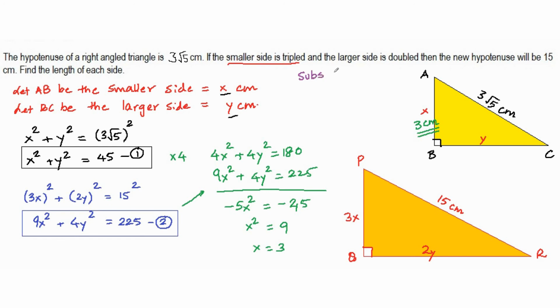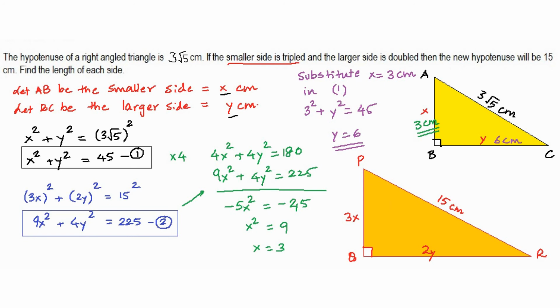So substitute x equals 3 centimeters in any of the two equations. It's your choice. So I will substitute it in the first equation. So x square is 3 square plus y square is 45. And solving this, you will get y equals positive 6. So one side is 3 and the other side is 6 centimeters.